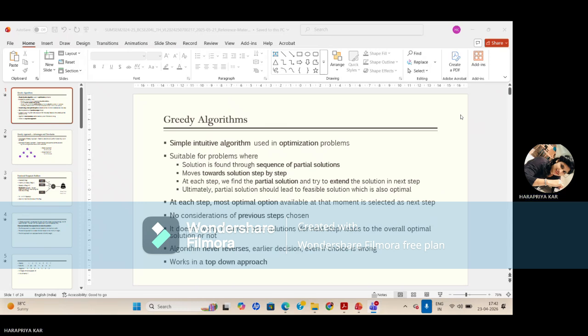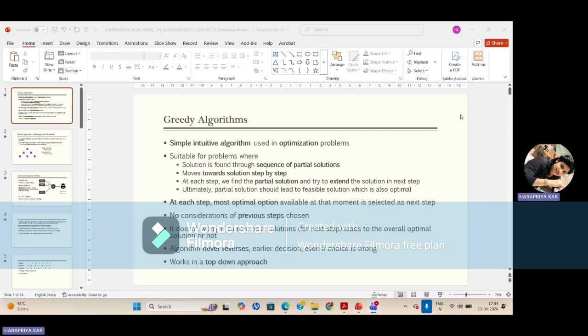In each step, we have to work over the particular partial solution, because in this approach we are using a sequence of partial solutions, in a step by step manner. That is, we find the partial solution and try to extend it in the next step. So ultimately, the partial solution should lead to a feasible solution, which is also optimal.